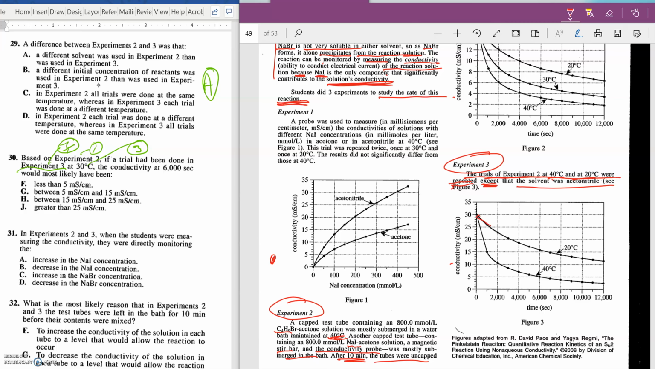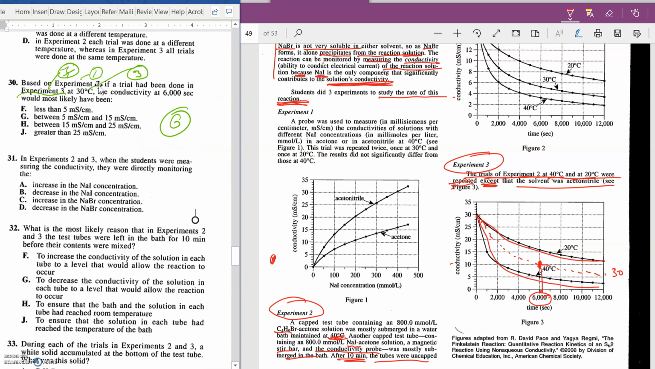So then we have 20 here and we have 40 here. So we'd expect 30 to be somewhere in the middle here. That would be 30. And it's 6,000. We have to find that. That's it there. So we would expect it to be between 5 and 15. Yeah, it'd be between the 20 and the 40. So we'll go with G for that.